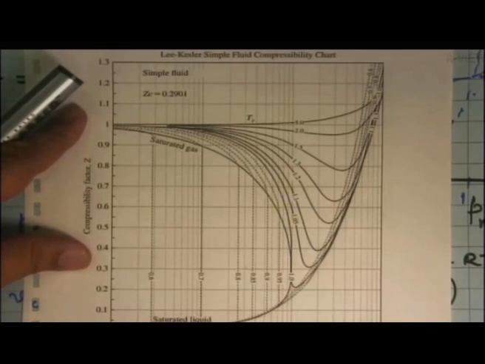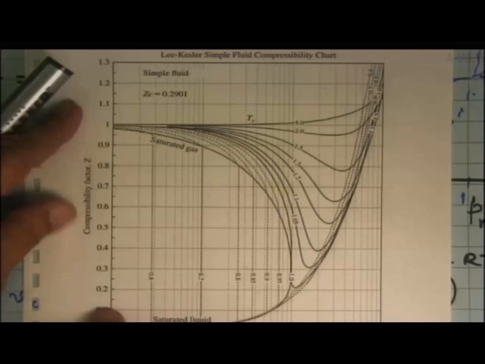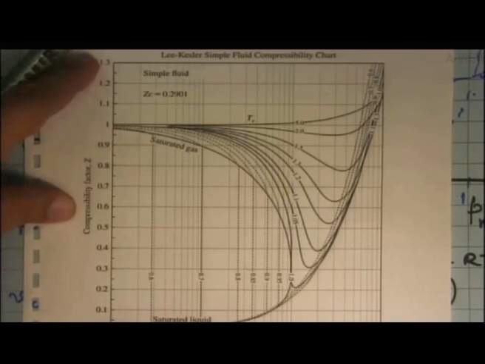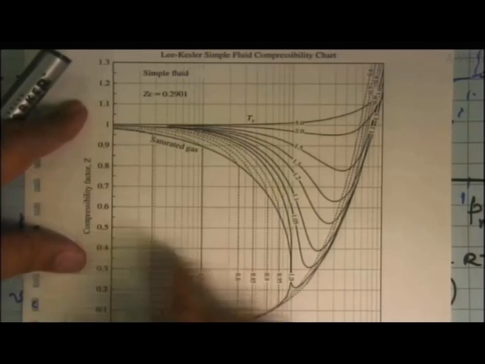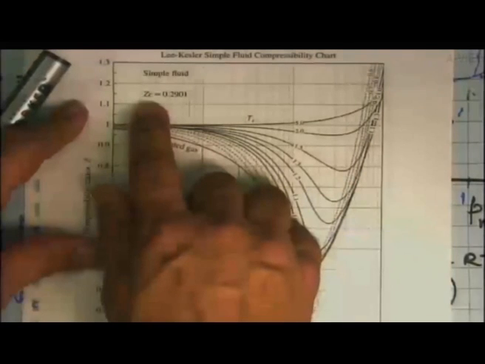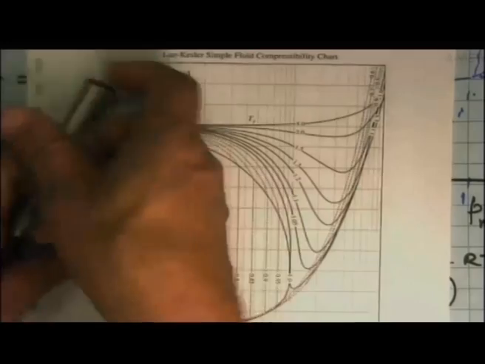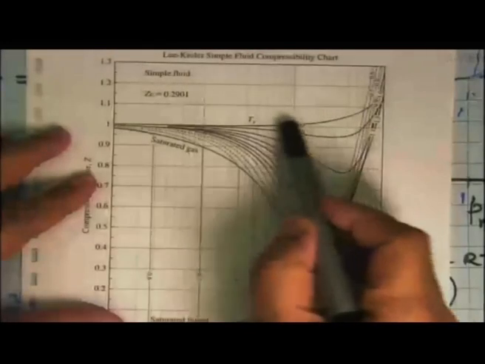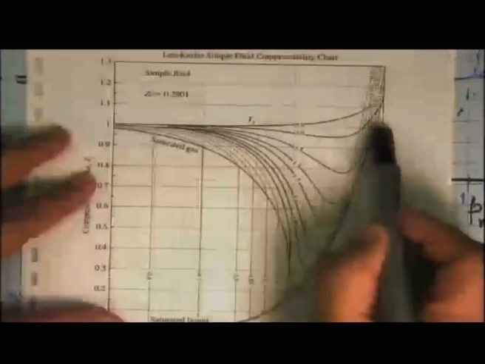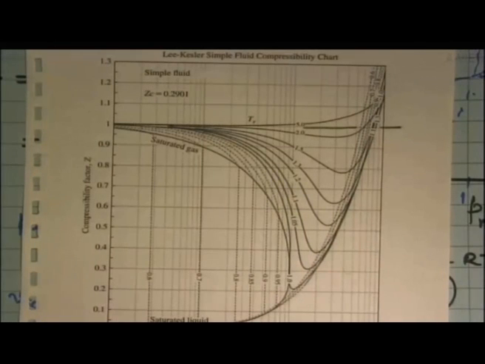So the x-axis is reduced pressure on the logarithmic scale 0.01, 0.1, 1, 10. And on the y-axis is the compressibility factor from 0 to 1, and they're actually going up to 1.3 over there. And for all substances, the critical value of the compressibility factor turns out to be 0.29. And here are the curves. The topmost curve, which is very close, this is the line Z equal to 1. So if we are close to this line, ideal gas behavior is pretty much good.